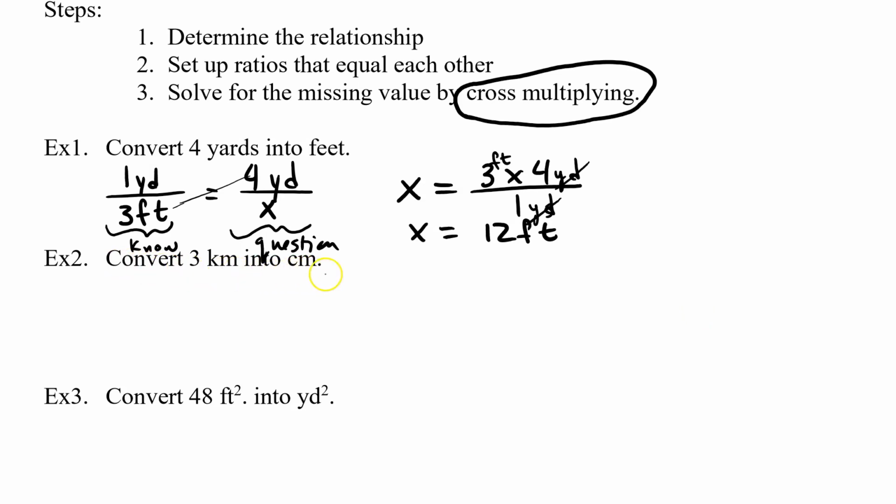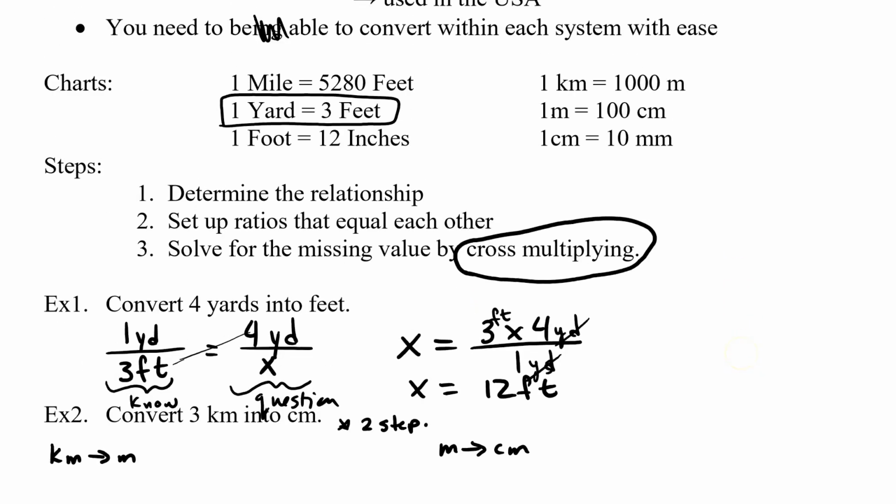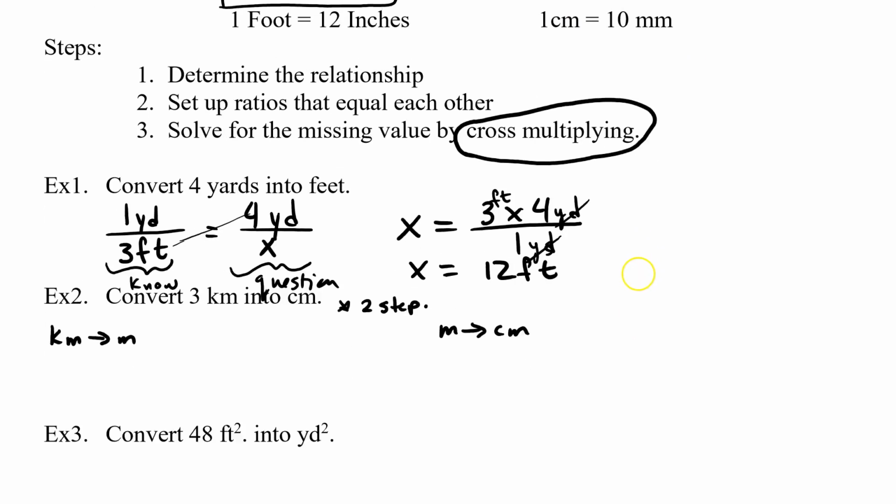Convert 3 kilometers into centimeters. What's tricky about this one is it's a two-step. First we need to go from kilometers to meters, and then we need to go from meters to centimeters. There's no relationship between kilometers and centimeters, just kilometers to meters and then meters to centimeters.